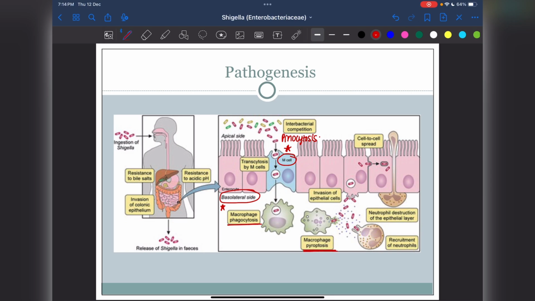Then there is pyroptosis. There is destruction of the macrophage, and the Shigella comes out, and then they go inside the other cells, the epithelial cells. So there is invasion of epithelial cells by actin polymerization, and then there is transcellular, cell to cell spread that occurs, and due to this there is coagulation, there is necrosis, and then there is neutrophilic infiltrate, there is recruitment of neutrophils, and that causes dysentery. So this is the pathogenesis that you need to write in your exams.